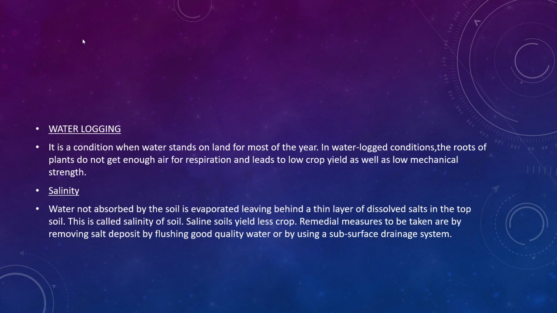Next is salinity. Salinity is a process where water is not absorbed by the soil but evaporates, and later it creates a thin layer of dissolved salts on the topsoil, and this is called salinity of soil. Saline soils yield less crop. So we have to take remedial measures so that the salinity is removed. One method is to remove the salt deposit by flushing with good quality water or by using a subsurface drainage system so that the top salted portion can be flushed out.